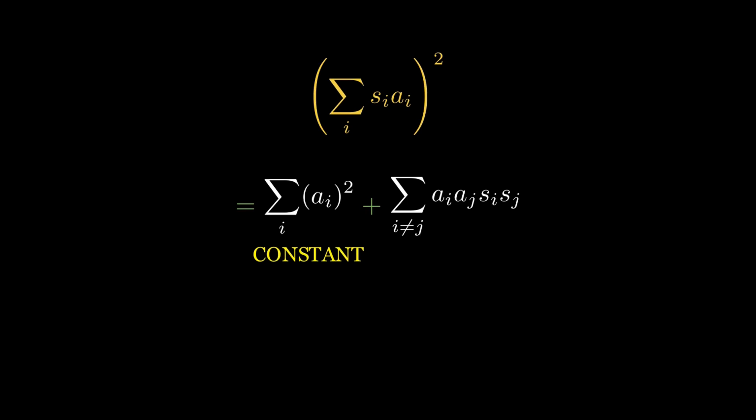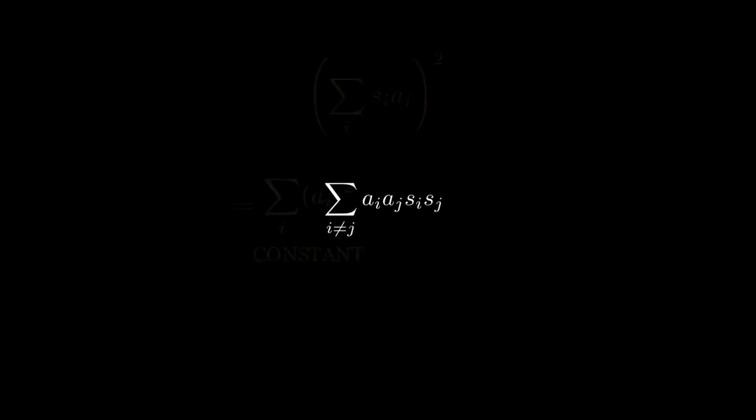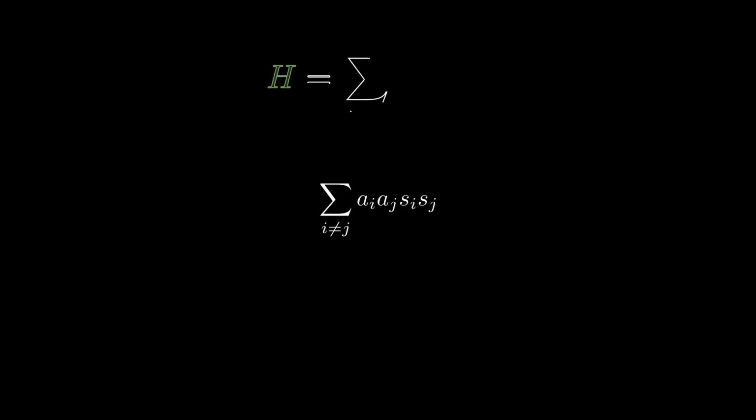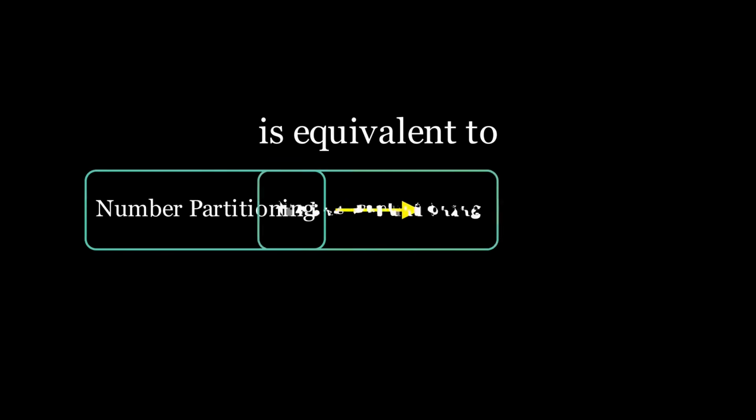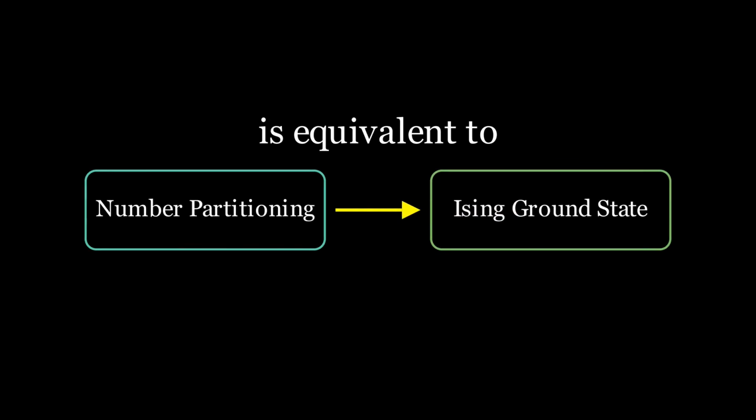Now look closely at the second part. What remains is a sum over all pairs of spins i and j of Si times Sj, multiplied by some other values. This structure should look very familiar. It's exactly the form of our Ising Hamiltonian. If we simply define the tension Jij between any two spins to be the product of their corresponding numbers, Ai times Aj, then minimizing this expression becomes mathematically identical to finding the ground state of that specific Ising system.